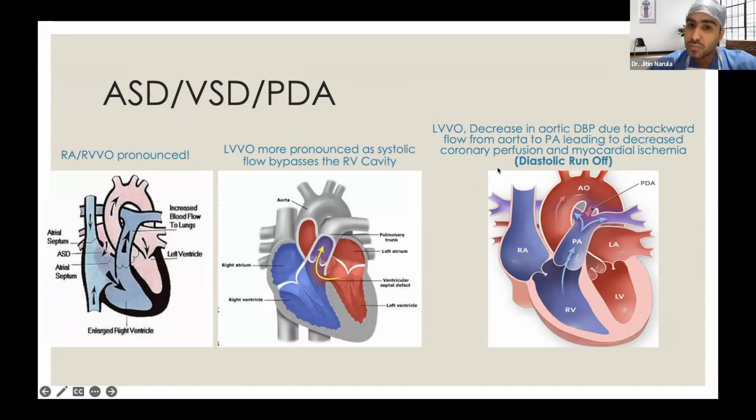The patent ductus arteriosus also has a condition of left ventricle volume overload. Besides this, there is a decrease in the aortic diastolic blood pressure due to the backward flow from the aorta to the pulmonary artery, leading to decreased coronary perfusion. This predisposes them to myocardial ischemia if there is hypotension in these patients. This is known as a diastolic runoff. It is seen in shunts at great artery levels like PDA, truncus arteriosus, and AP window.